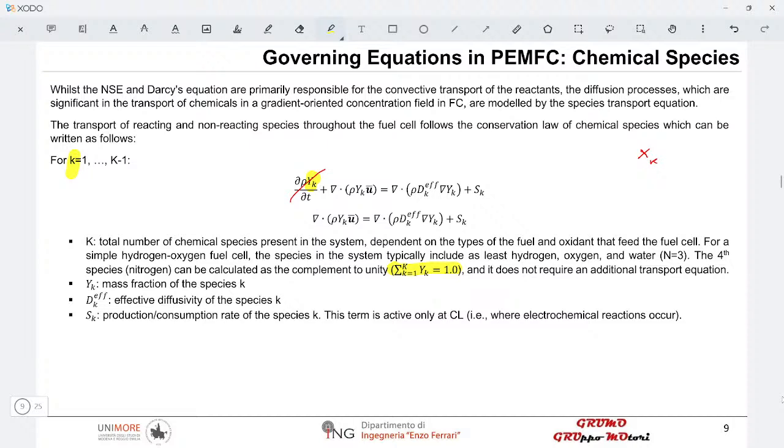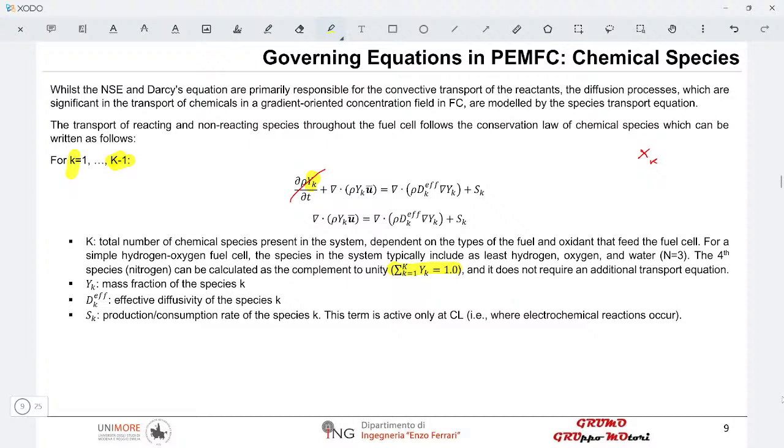So this is why even if we have 4 species, we can solve just 3 transport equations, because the last one can be obtained by difference from unity. I mean, the mass fraction of the 4th species, nitrogen. Nitrogen does not have an active role in our electrochemical reactions, so we can leave nitrogen aside, and the solver will just recalculate the local nitrogen concentration by complement to unity. This is why we have the summation up to k minus 1. We can solve one less transport equation than the actual number of species.